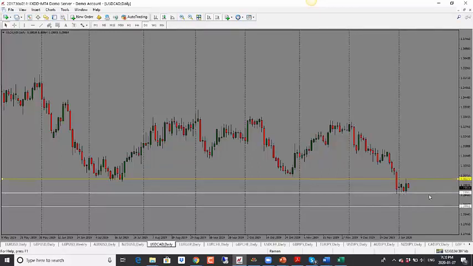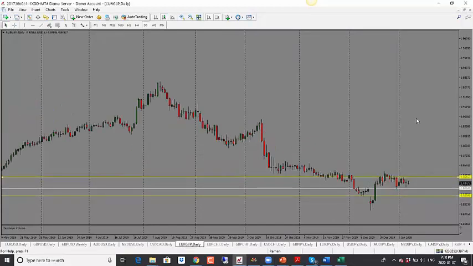Now, overall bias is still to the downside. So if we do see a break to the downside here, I will look for a pullback and a further move to the downside here. So for now, bias is bearish for dollar CAD.